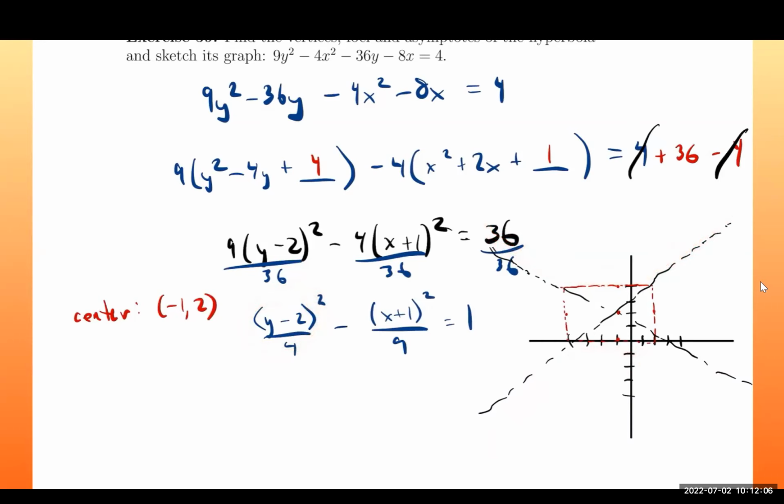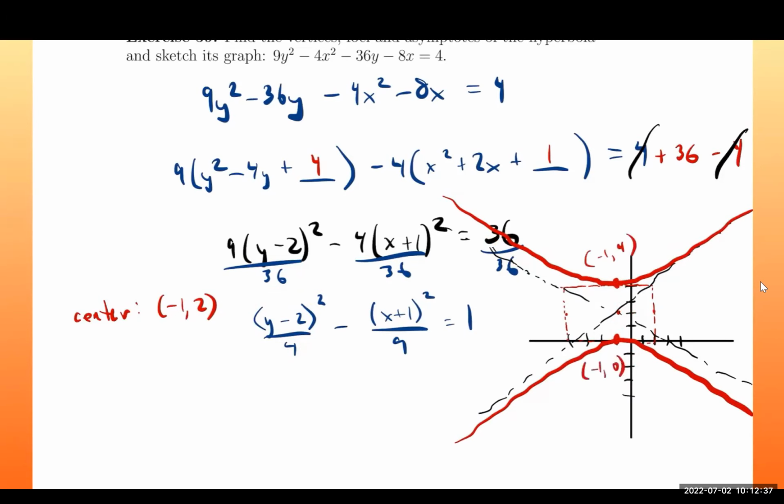And because the y term is positive, that means our hyperbolas are going to be vertical, not horizontal. So here are the hyperbolas. There we go. The vertices are there and there. This vertex is going to be negative 1, comma 4. This vertex is going to be negative 1, comma 0. So we got the vertices taken care of.